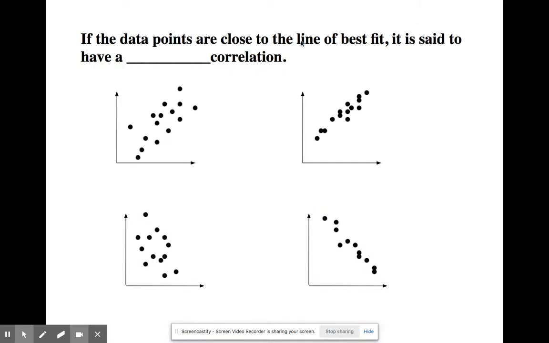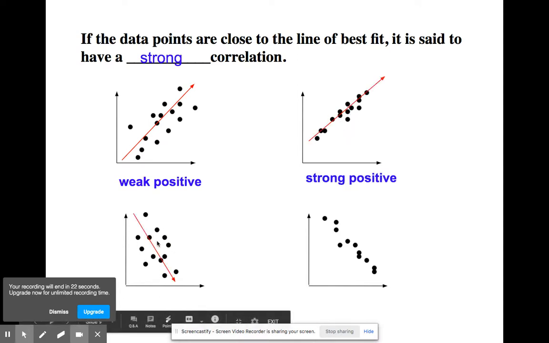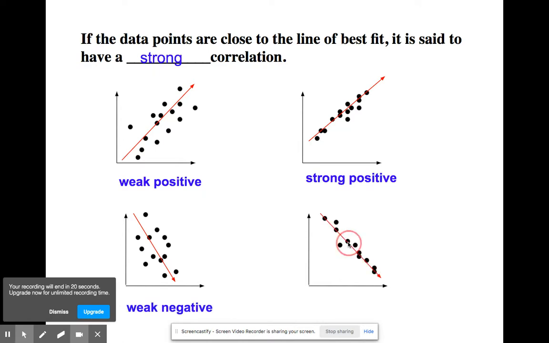When the data points are close to the line of best fit, it is said to have a strong correlation. Do you know how I was saying weak correlation at the beginning? So we can have a strong or weak correlation. This one right here, I would say has a pretty weak positive correlation. This has a strong positive correlation. This one has a weak negative correlation, and then this one has a strong negative correlation.